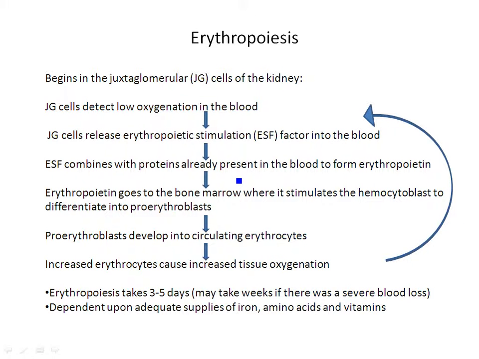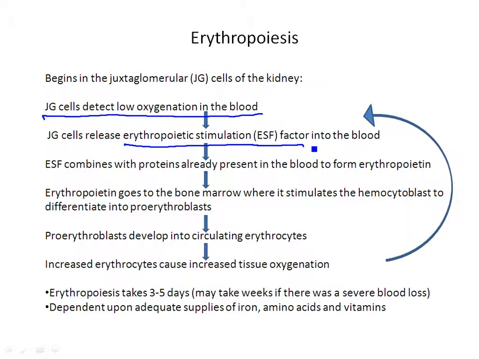So your blood's going through your kidneys, and all of a sudden your kidneys, particularly these JG cells, say, man, you're not getting enough oxygen. We're detecting low oxygen levels here. So the first thing that would happen is these JG cells are going to detect low oxygenation in your blood. And once that happens, they're going to release a protein known as erythropoietic stimulating factor, ESF. That's going to be released by those JG cells of the kidney, and it's going to be put into the bloodstream.